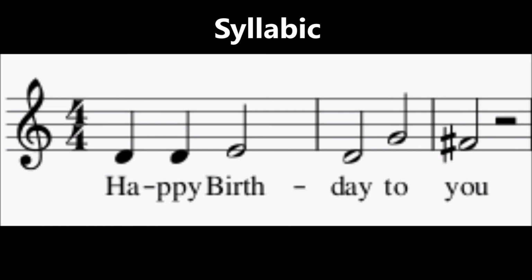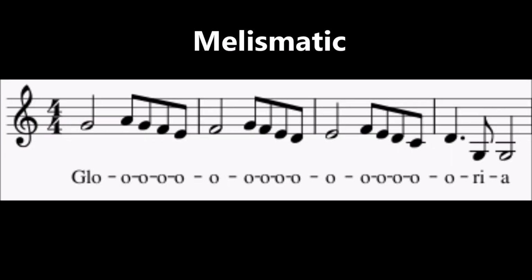Next we'll look at word setting. So word setting is the way that words are set to the music. We have syllabic, and syllabic is a way of setting a note to a syllable. And we also have melismatic, which is where we have lots and lots of notes to just the one syllable.